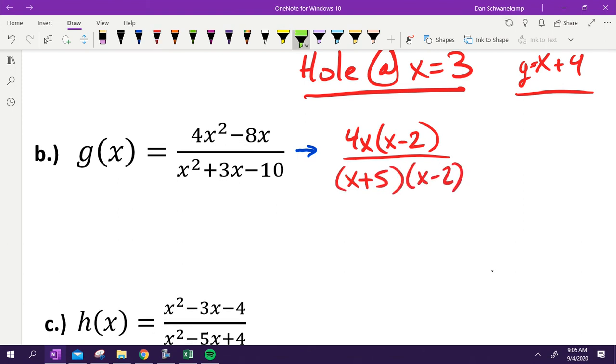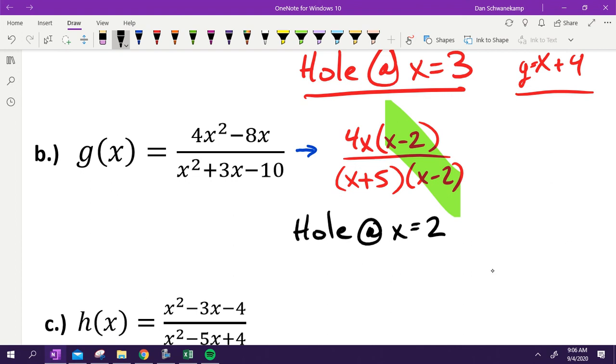Great. So we're looking for a hole. A hole is going to happen when you have the same factor on top and bottom. We have that here. There is going to be a hole at x is equal to 2. What else would be happening on this graph?